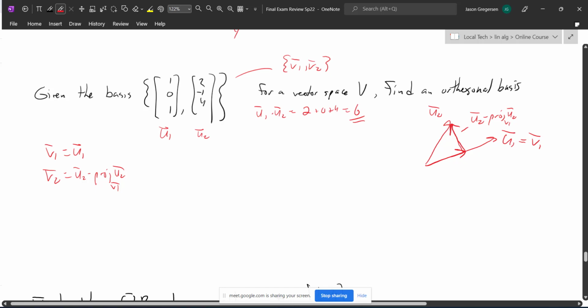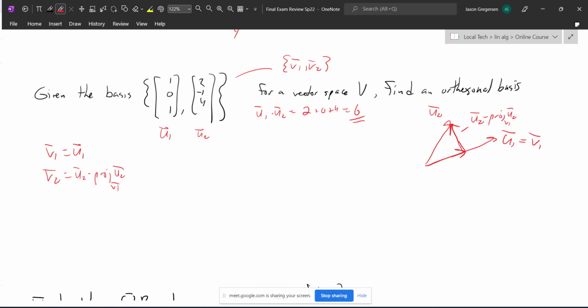If I had more vectors, my v3 would be my u3 minus the projection of u3 onto v1 minus the projection of u3 onto v2. And that formula grows with the Gram-Schmidt process. I will give you a head start. See if you can calculate your orthogonal basis for this vector space. I'll give you a head start, and then I'll start quietly working through my problem.